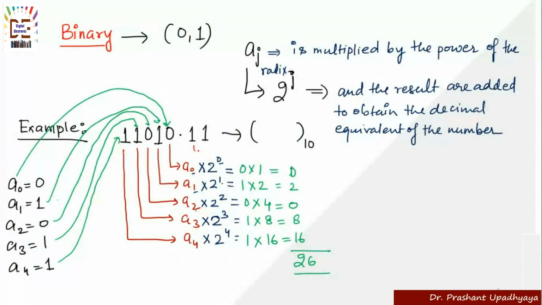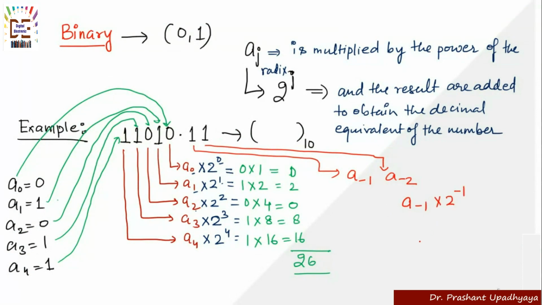So what can I write? This can be your a minus 1, and this is your a minus 2. So how do I have to write? If I make a series coefficient of this, that is a minus 1 into 2 raised to power minus 1, and a minus 2 into 2 raised to power minus 2. I can write here, 2 raised to power minus 1 means a minus 1 times 1 by 2, and a minus 2 times 1 by 4.